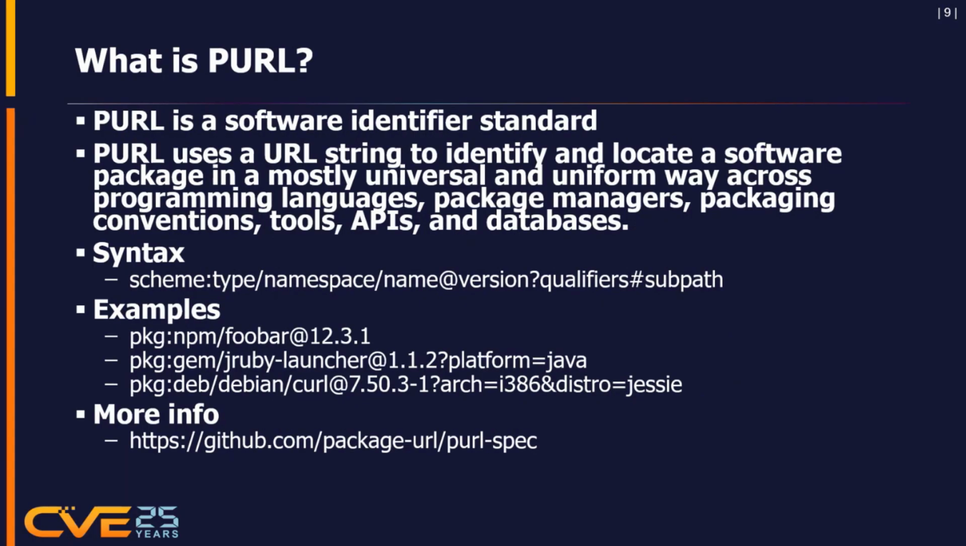So what is Perl? I'm sure many of you know what Perl is, and we even talked about it yesterday quite a bit, but I'll just give you some quick briefs. Perl is a software identifier standard that uses a URL string to identify software packages in a mostly universal and uniform way across many different things, such as programming languages, package managers, package conventions, tools, APIs, and databases. And that list would also include OSs, obviously.